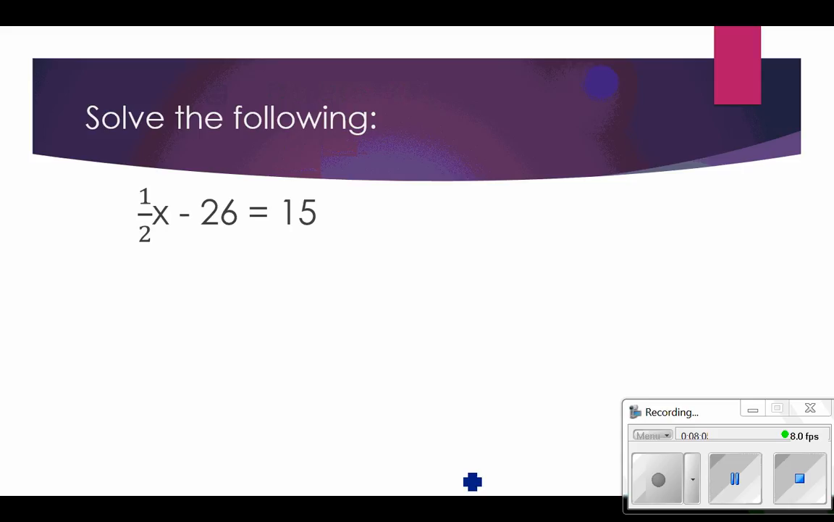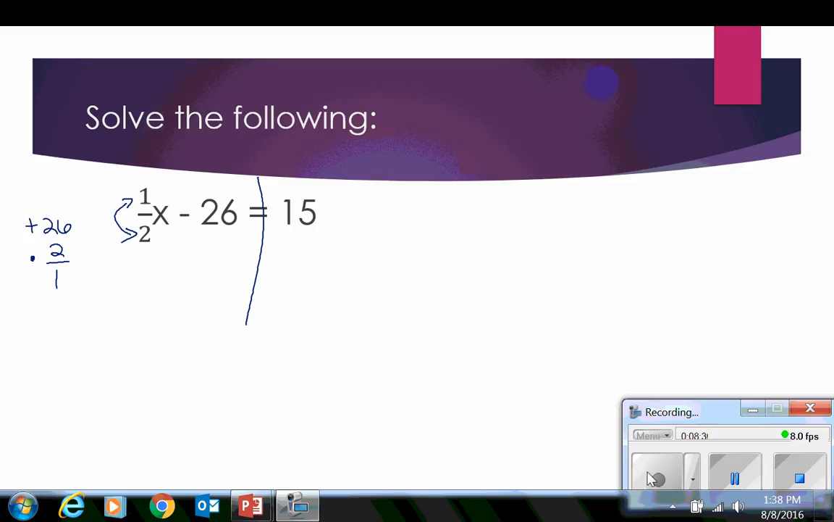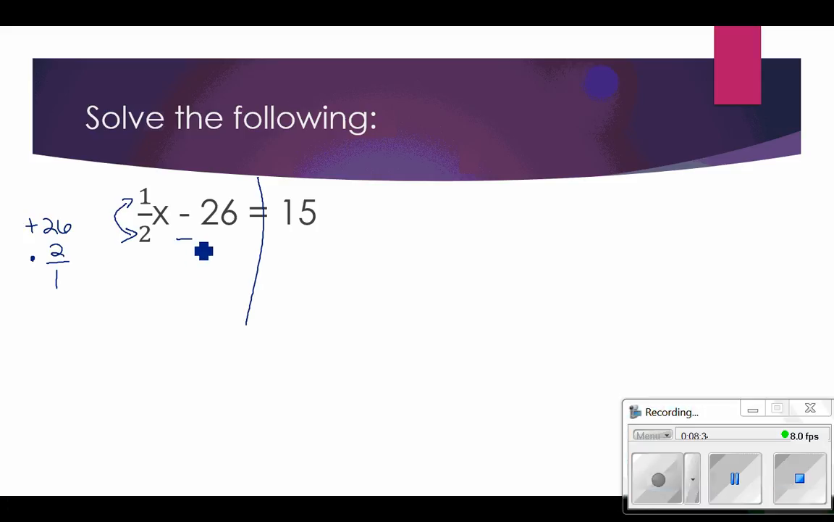Here's our next problem, one that's very similar to what we just did. I can look at this and know I'm going to plus 26 first and multiply by 2/1 because I have to flip this over. See if you can solve this one by yourself, and then I'll go over it. So hopefully you were able to get the right answer. But to start with, let's add 26 to both sides.